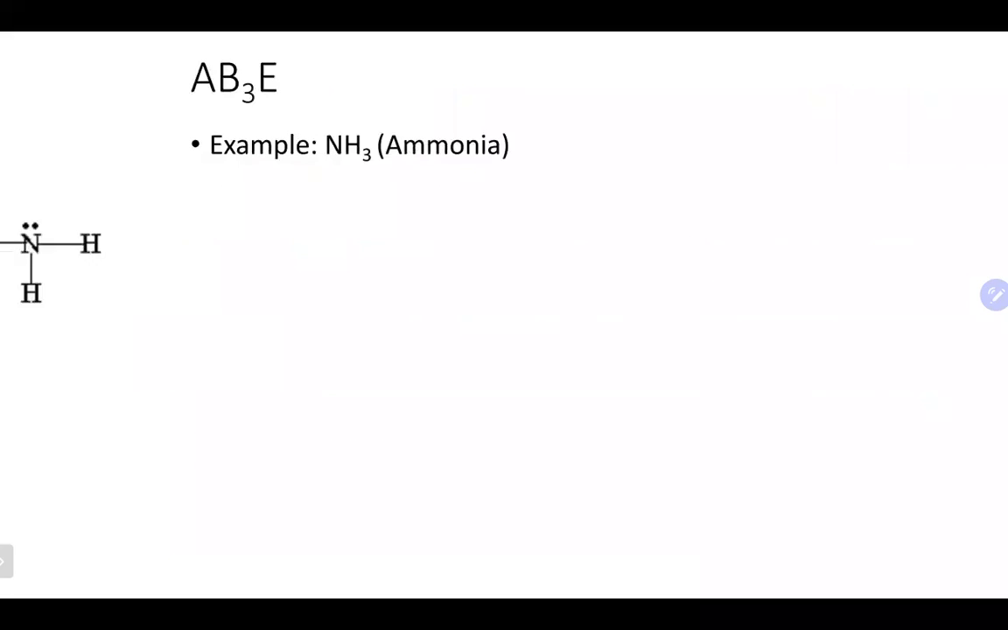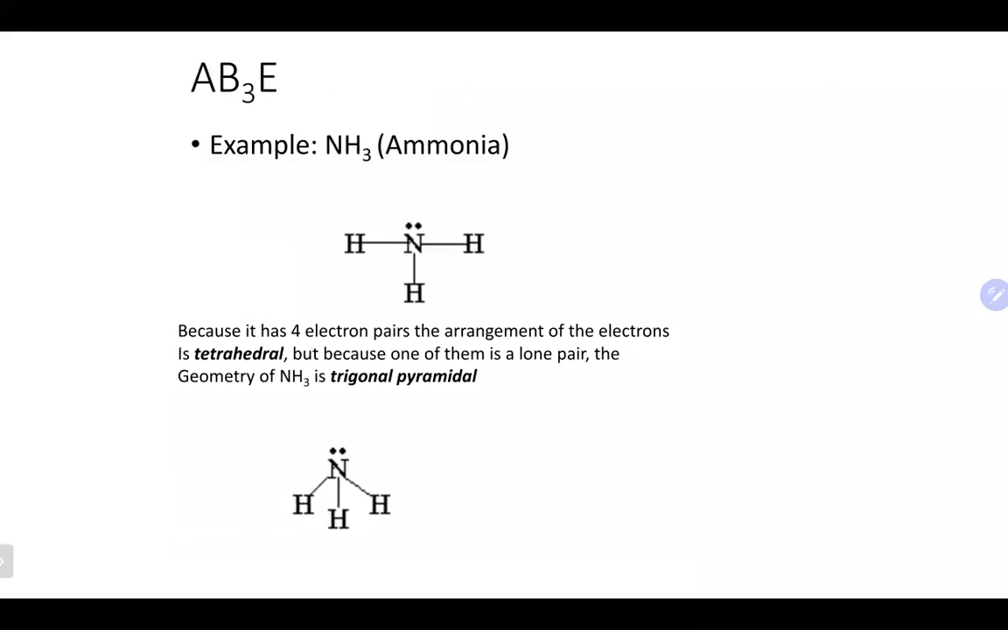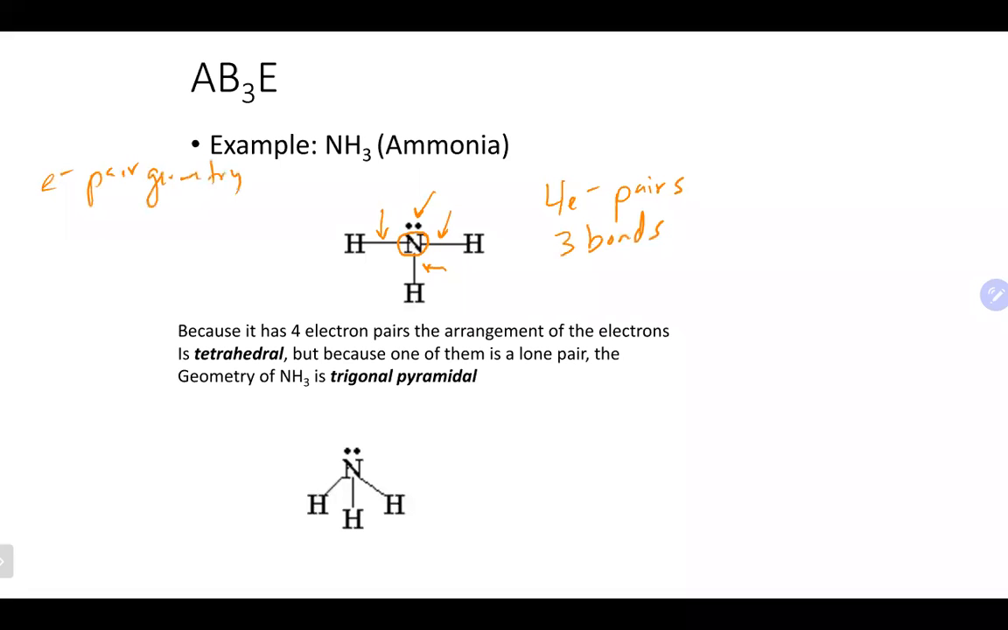The next example is something like NH3. If we draw NH3, we end up with something like this. Looking at our central atom, which is the nitrogen here, it has 1 electron pair, 2 electron pairs, 3 electron pairs, and again, 4 electron pairs. It also only has, in this case, 1, 2, 3 bonds. So something with 4 electron pairs, the electron pair geometry is still going to be tetrahedral.